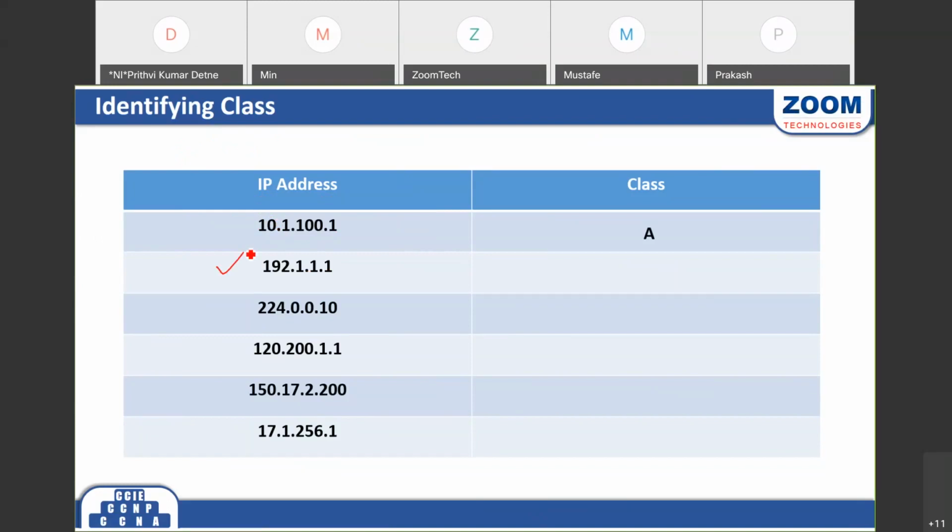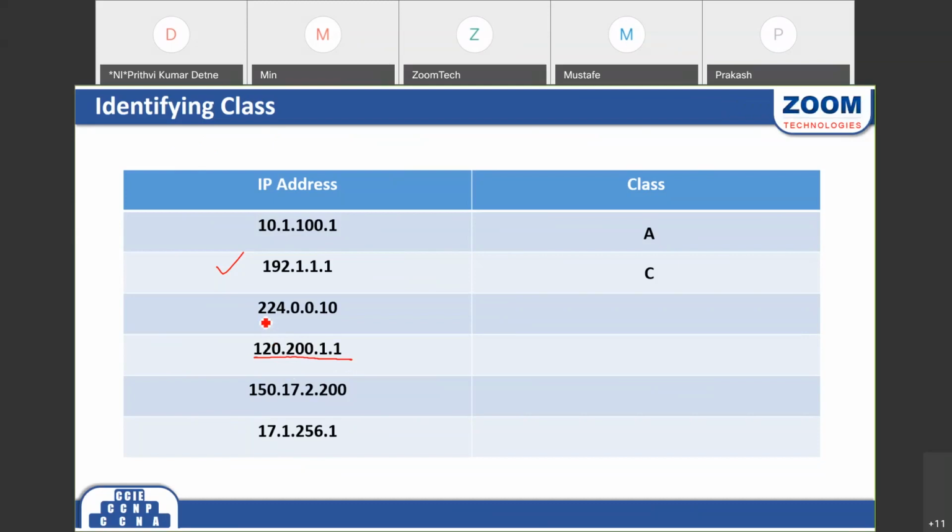Second example, 192.111. Which class IP address? Class C, right? The next one is 120.200.1.1. Which class IP address? So my question is, 120.200.1.1. Class A, right?